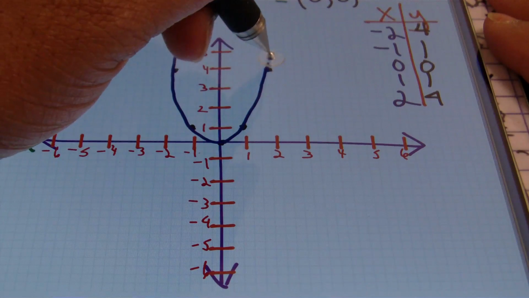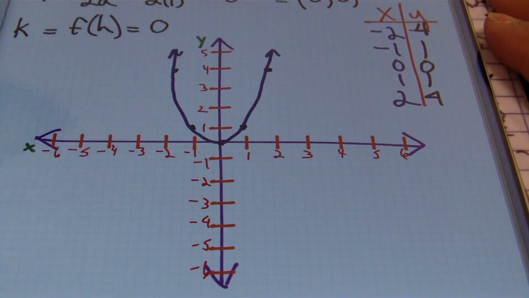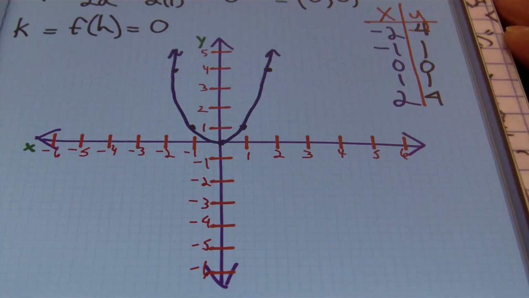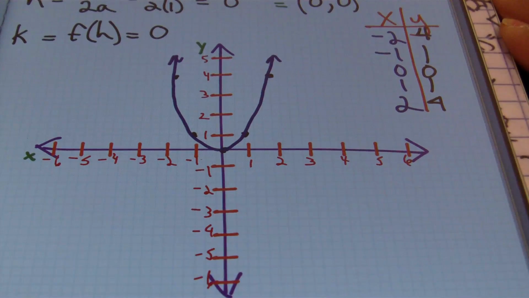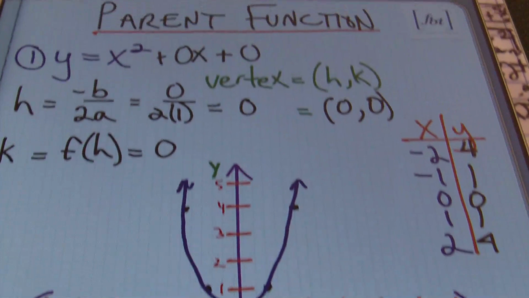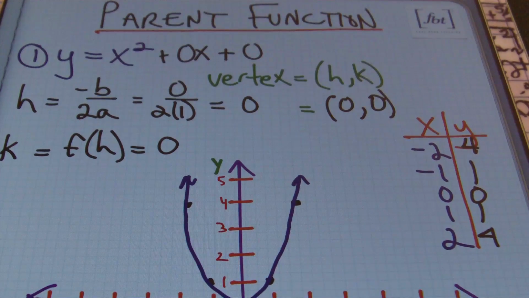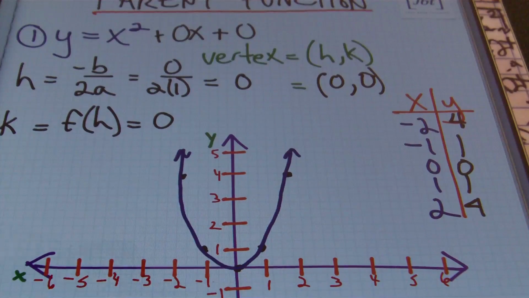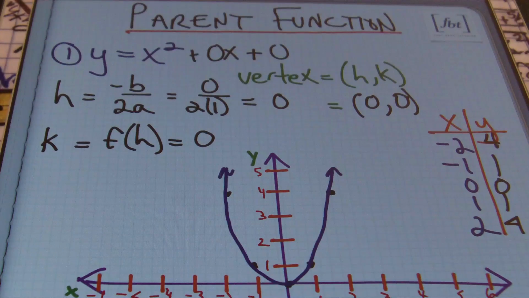There we go. Steady hand. Arrows on both ends because that points up to infinity. And there is your graph, just like that. That's your parent function, y equals x squared. And those are the points that I always use to graph that. I like to keep it simple. So this is going to be our graph of our parent function.